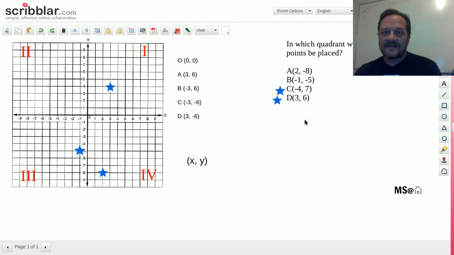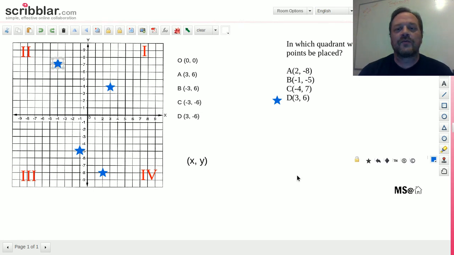Point C, negative 4, 7. The X is negative. Can you predict which quadrant that's going to go into? Well, since X is in the negative direction, that means I'm going to be moving left of the Y axis, right? So I'm predicting it'll be in 2 because 7 is positive. Let's see. Put the star on the origin and let's move negative 4 in the X direction. There it is. And then we'll move up because it's a positive 7. We're going to move up till we get to 7. And indeed, that lands us in quadrant 2.